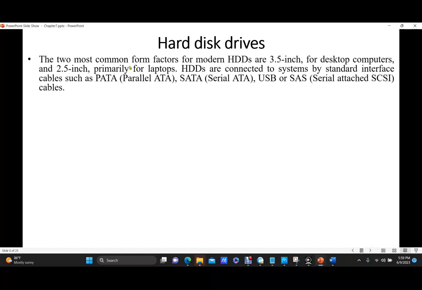The two most common form factors for modern hard disk drives are 3.5-inch for desktop computers and 2.5-inch for laptops. Hard disk drives are connected to the system using standard interface cables: PATA, SATA, USB, SAS.